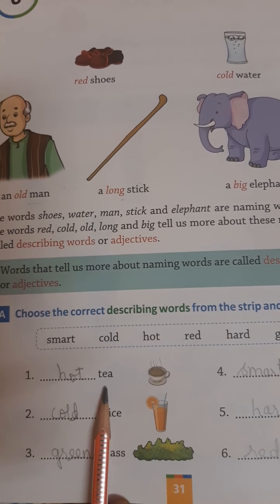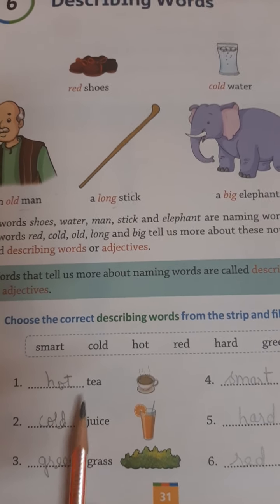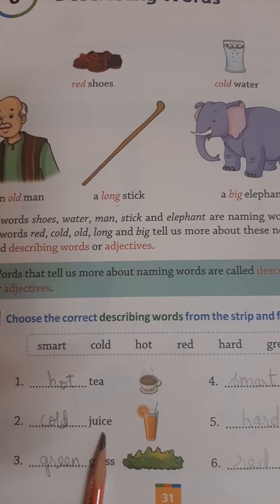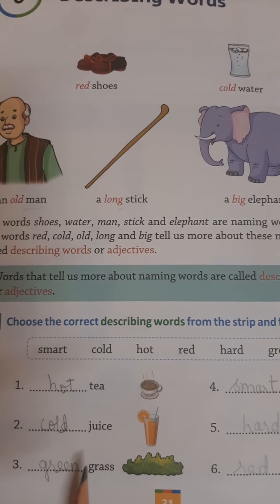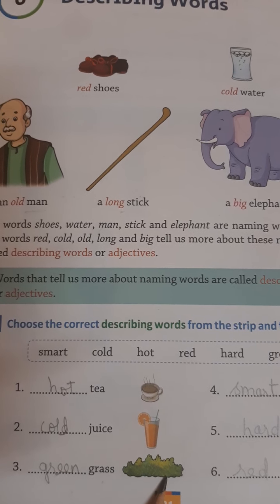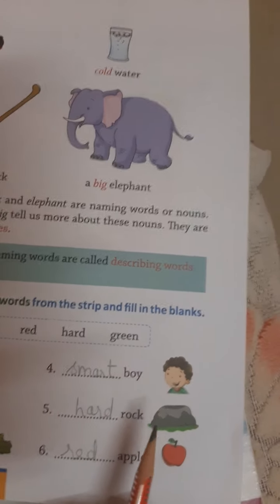So dash tea. Tea is hot. So you can write hot tea. Dash juice. Juice is cold. So you write cold juice. Dash grass. Grass is green in color. So you write green grass.